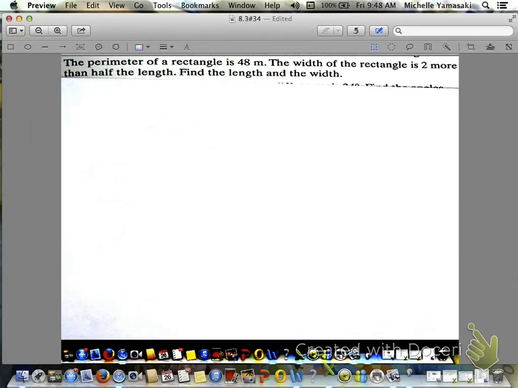The perimeter of the rectangle. Let's go with Ari. Okay, sure. What are my unknowns and what information are they giving me? The unknowns are the length and the width. Good. So I'm going to call it length and width. All right. So next, they're also giving me a couple pieces of information there that are clues. The first one is the perimeter of a rectangle is 48. So I'm going to write that.